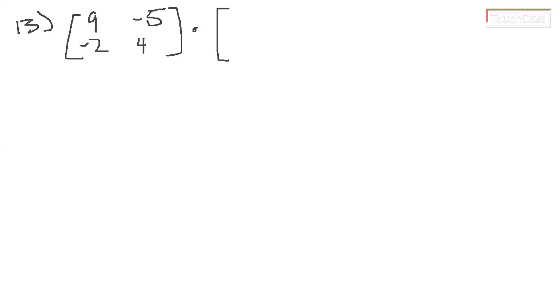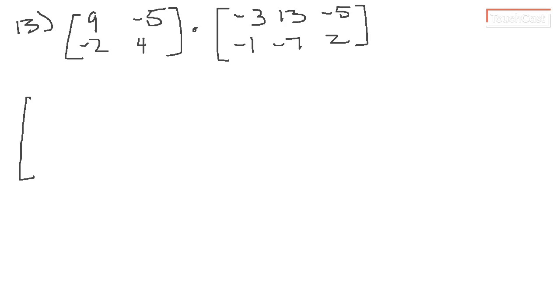So, example 13, we're going to take the square matrix 9, -5, -2, 4, and multiply that by -3, 13, -5, -1, -7, 2. Because the number of columns in the first matrix matches the number of rows in the second, we're good to go. We're going to end up with a 2-row by 3-column matrix.